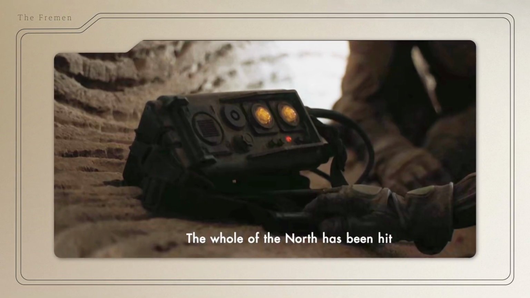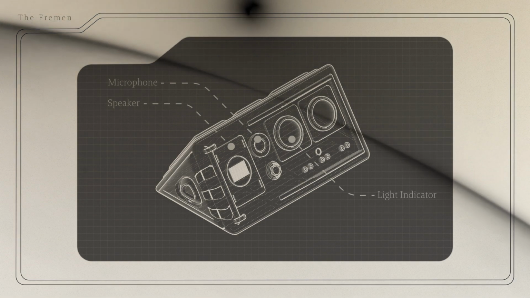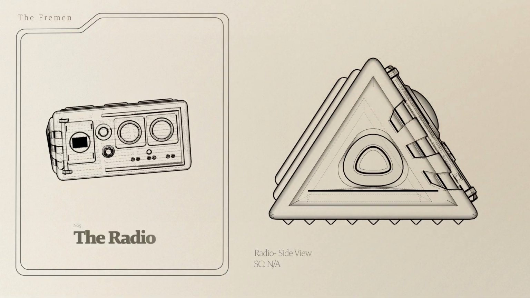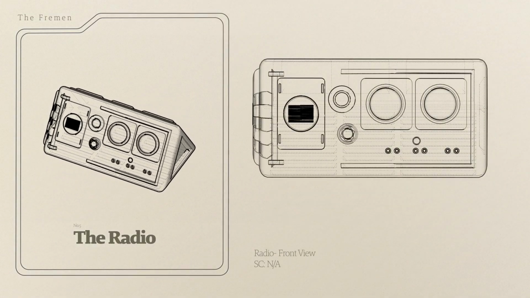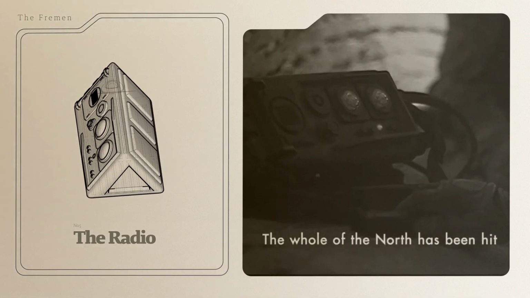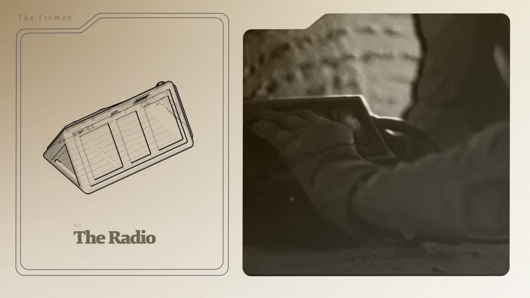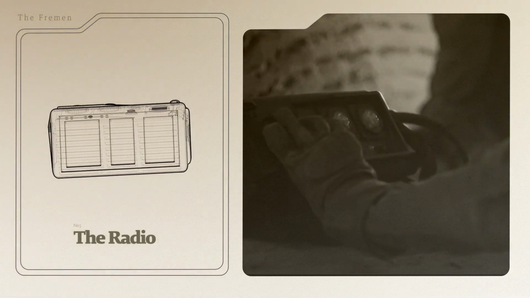Communication across the vast expanses of Arrakis presents unique challenges. The Fremen radio might look rugged and primitive at first glance, but this durable device allows for long-range coordination of Fremen activities. Its design prioritizes reliability in extreme conditions, and the ability to communicate across great distances.